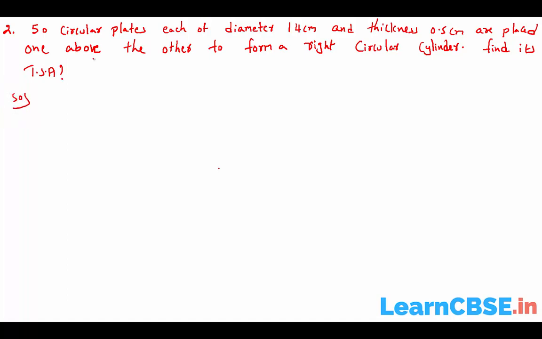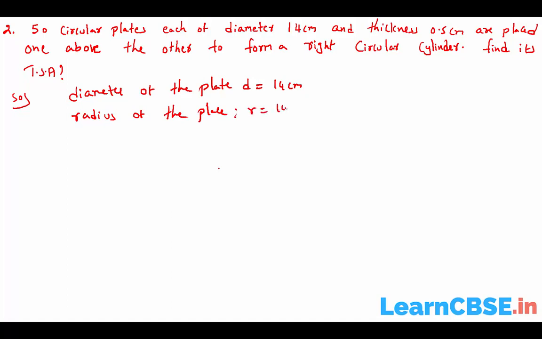Solution. So here we have 50 circular plates. That means circular plates with thickness, so each plate is in the shape of a cylinder, and when 50 plates are piled up, it forms another cylinder with height 50 into the thickness of each plate, and the diameter will not change. So diameter of the plate D equals 14 centimeters. Then radius of the plate, R equals 14 by 2, half of the diameter, 7 centimeters.